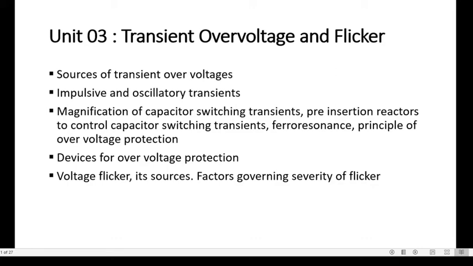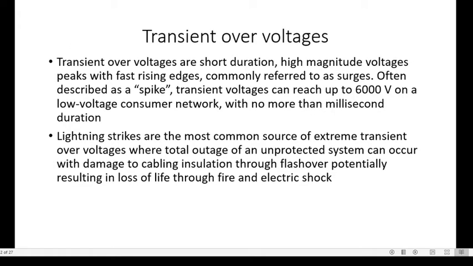The sources of the transient overvoltages, impulsive and oscillatory transients, these are the types of the transients, magnification of capacitor switching transients, pre-insertion reactors to control the capacitor switching transients, ferroresonance, and the principles of the overvoltage protection, the devices for the overvoltage protection, then the definition for the voltage flicker, their sources, and the factors which are governing the severity of the flicker. So let us start with the transient overvoltage.